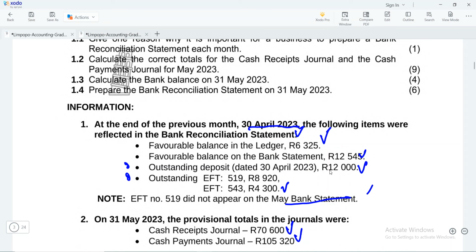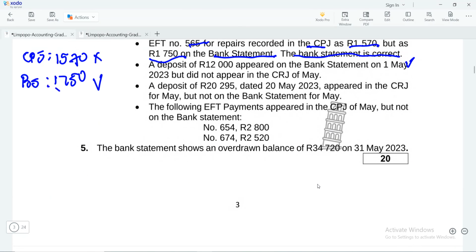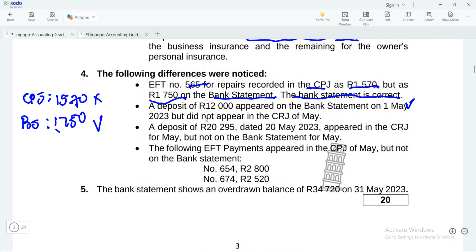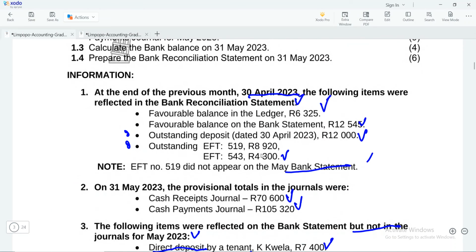Now when we look at the bank statement, the deposit was made on the 30th, but it is appearing on the bank statement on the 1st. So it makes sense that they are referring to the deposit from last month that was not recorded. So we are not going to record it anywhere because it's there in the CRJ already. Okay, next they are saying a deposit of 20,290. Okay, let me just go back there now. So remember here, the only thing that was not appearing is this one now.